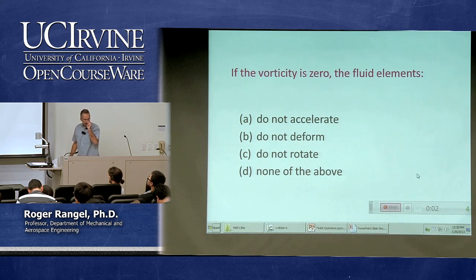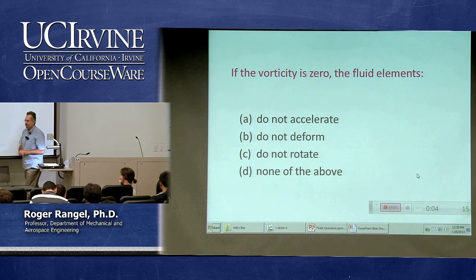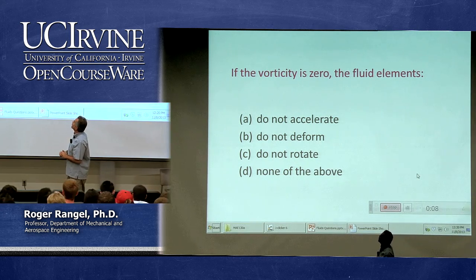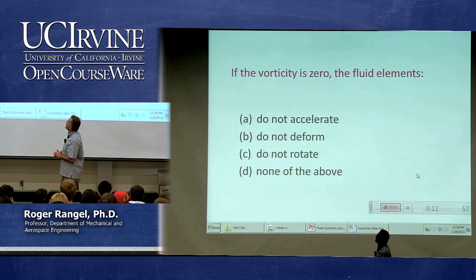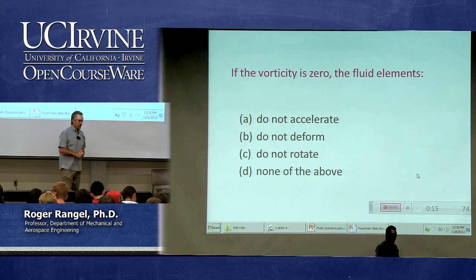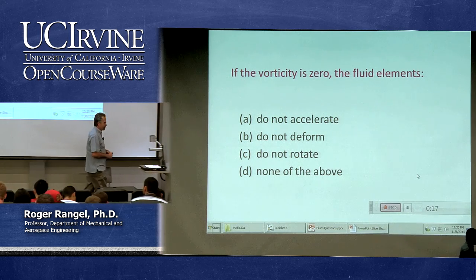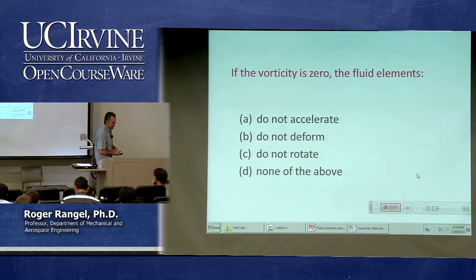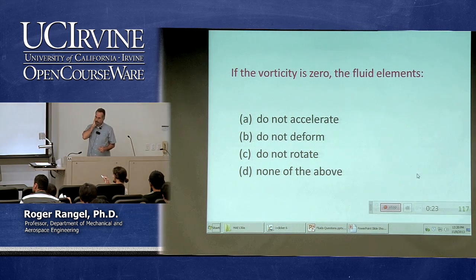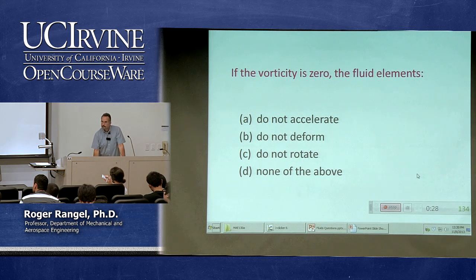If the vorticity is 0, the fluid elements A do not accelerate, B do not deform, C do not rotate, D none of the above. If the vorticity is 0. Got it? Did you answer?